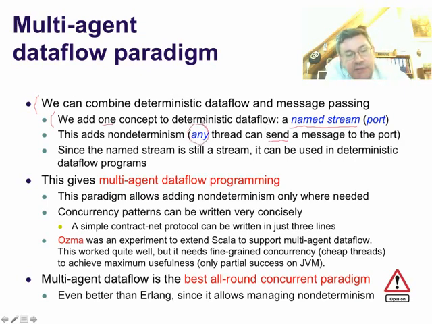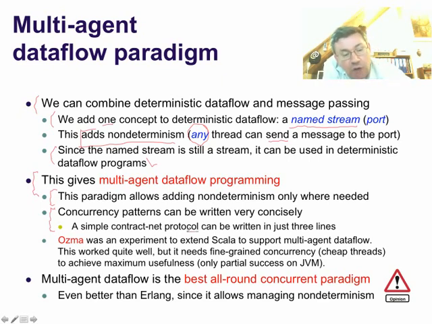And since any thread can send a message, because the thread just has to know the name of the stream, so any thread that knows the name can send a message, this adds non-determinism. Okay? So this is a way of adding non-determinism. And since the named stream is still a stream, it can be used in all the deterministic data flow programs that exist. So it's a seamless way of generalizing deterministic data flow. And this is what I call multi-agent data flow programming. It allows adding non-determinism only where you need it. It is a very powerful and concise paradigm for writing concurrency patterns.